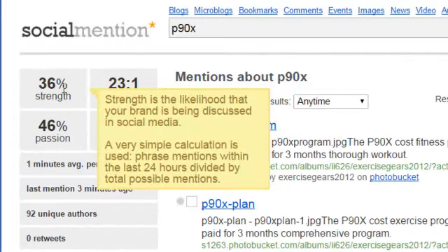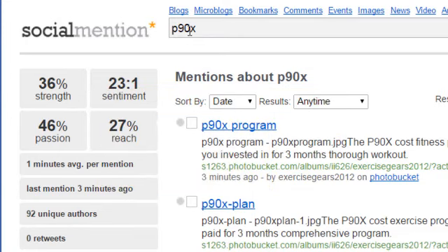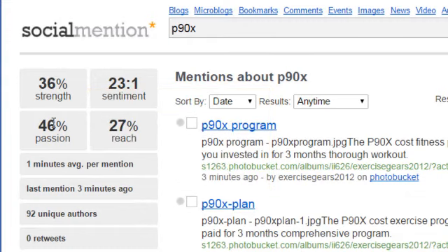Now, when you highlight this with your mouse, you can actually see what strength means. Let me explain. Strength is the likelihood that your brand is being discussed in social media. Now, of course, that is because I typed in P90X. So it is referring to P90X. If you have a brand, you might want to type in your brand to see what people feel about your brand. So 36% people are talking about P90X. As you can see, a very simple calculation is used: phrase mentions within the last 24 hours divided by the total possible mentions. So this is actually data that has been collected in the last 24 hours.